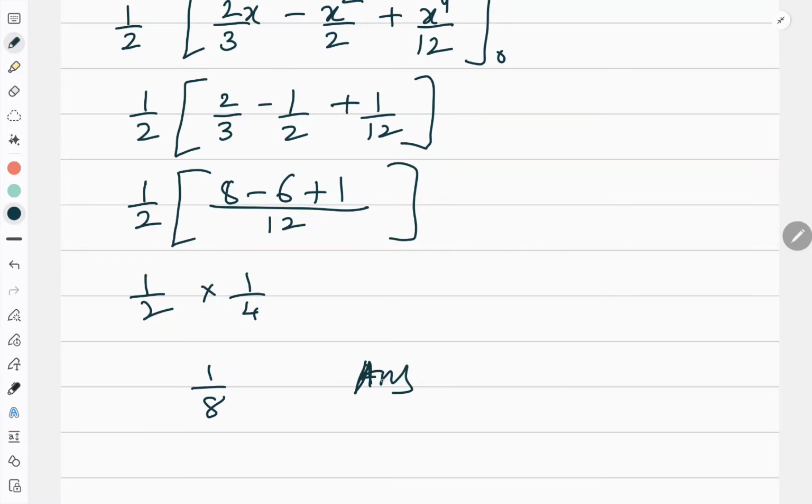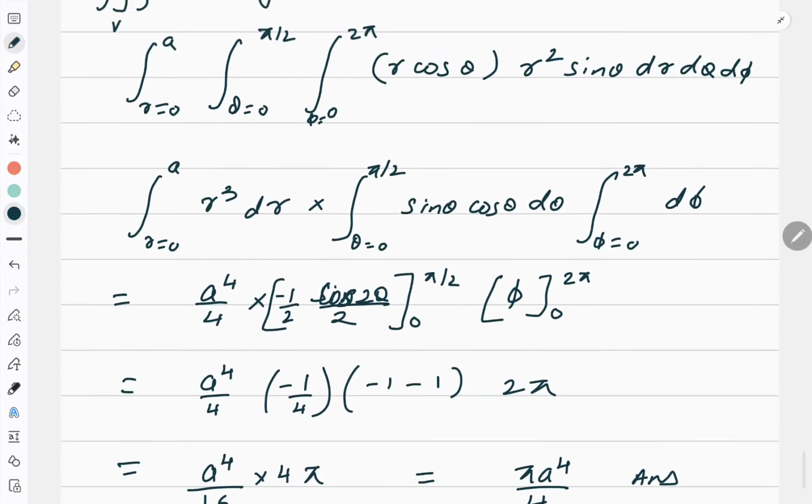So this integral, a little bit of practice you should do, because I have done it in a very different way. If you open all the brackets and solve, you may make a mistake because there will be so many terms in that. So we have finished this question. Now let's go up and finish the last question.